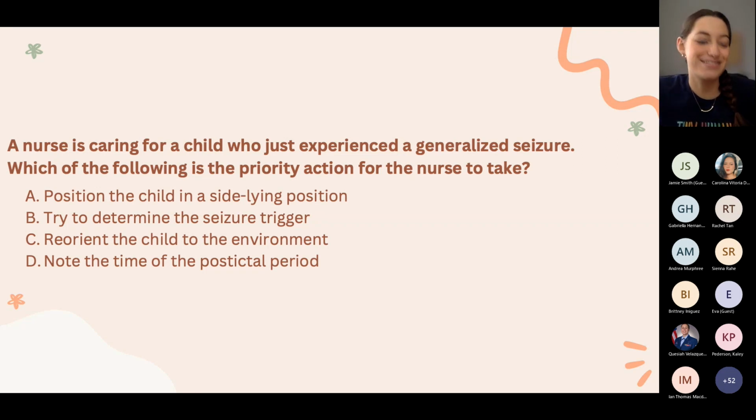All right, you guys got this one super fast, so good job. The correct answer is position the child in a side-lying position. So this is going to maintain the patent airway and prevent aspiration. All the other things are important things to do with the kiddo who has had a seizure, but they are not our priority.